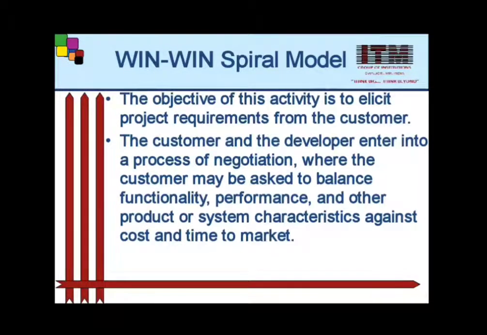Now the next one is the win-win spiral model. Basically this model is another form of the spiral model. In this model particularly, the objective of this activity is to elicit project requirements from the customer. Okay. The win-win spiral model is basically an advancement of the spiral model, and there is basically a simple communication between the customer and the developer. They just need to discuss the problem to be solved with each other, and there is no dealing between them, but practically it does not happen.